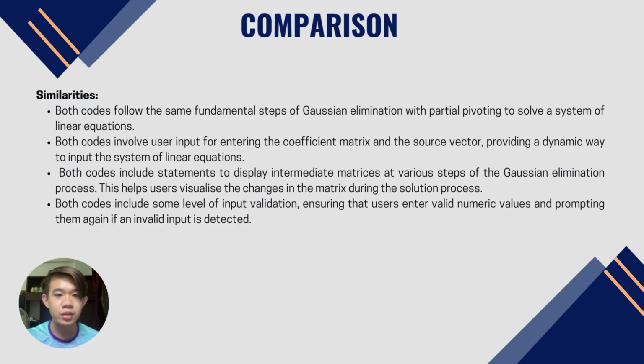Other than that, both codes include statements to display intermediate matrices at various steps of the Gaussian elimination process. This helps the user to visualize the changes in the matrix during the solution process. Lastly, both codes include some level of input validation, ensuring that the user enters valid numeric values and prompting them again if any invalid input is detected.